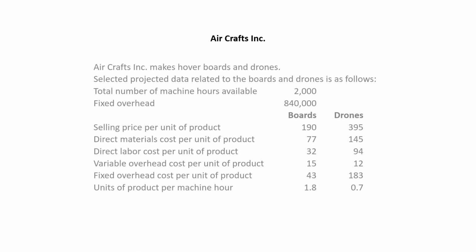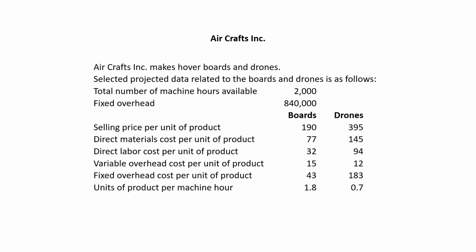We'll use a company called Aircrafts Inc. as our example. Aircrafts makes hoverboards and drones. The same machine is used to produce key parts for both products. Here is Aircraft's data. Pause the ACLET here so that you can read through the information.